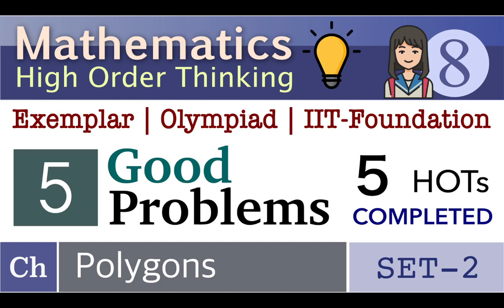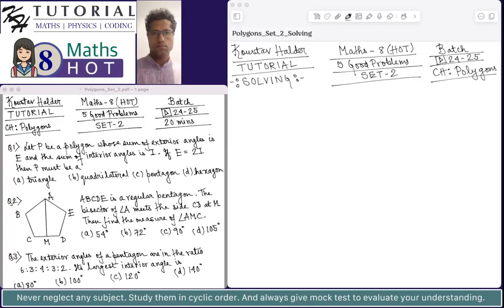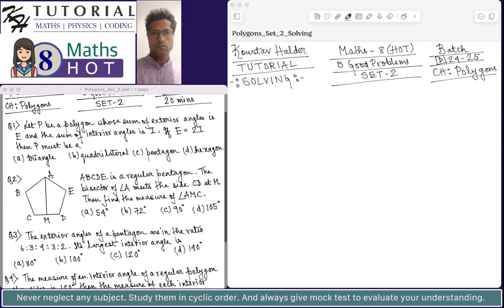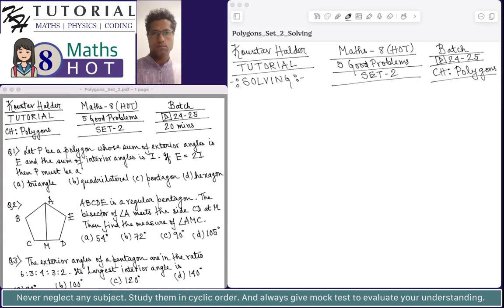So let's get started in solving 5 good problems of set 2 on the chapter of polygons. Okay, so I have the 5 good problems of set 2 on the left hand side. I hope the fonts are big enough so that you can read the problems. The link to the PDF of these 5 good problems of set 2 will also be in the description below. Okay, so let's start solving the problems.